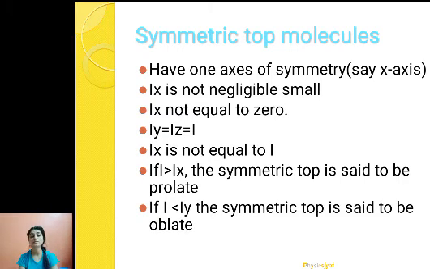And if the moment of inertia along the y and z axes is less than Ix, there is a mistake, it should be Ix here. If I is less than Ix, that is, the principal moment of inertia along the y axis and z axis is less than Ix, this is Ix, the symmetric top molecule is called an oblate symmetric top molecule.